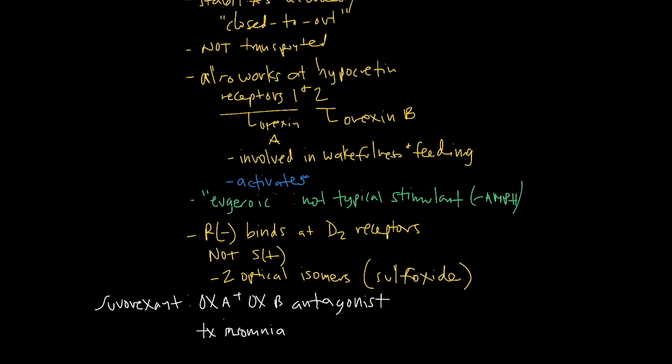Suvorexant, on the other hand, is an orexin A and orexin B antagonist, meaning it prevents wakefulness and feeding, and it's used in the treatment of insomnia.